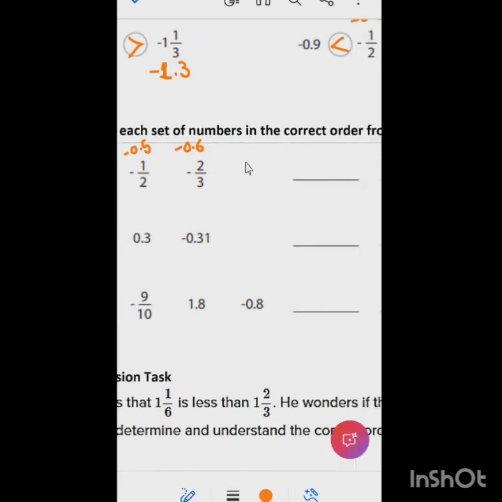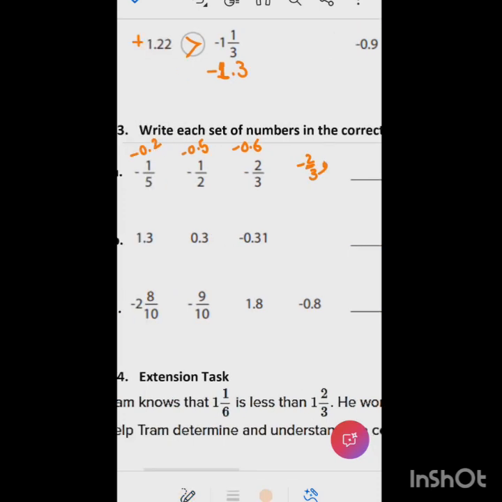So we will write down minus 2 by 3 first, and then minus 0.5, so minus 1 by 2, and then last would be minus 1 by 5. So this is the order from smallest to biggest.